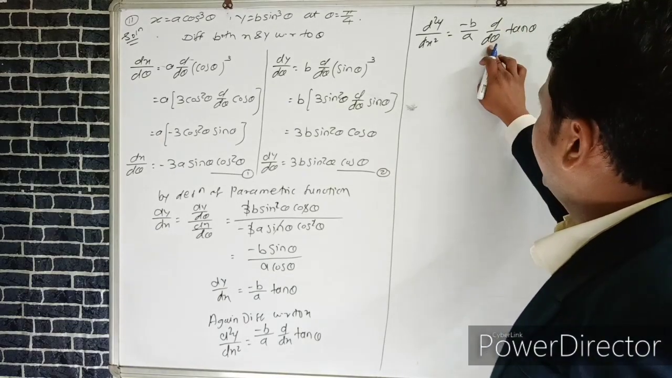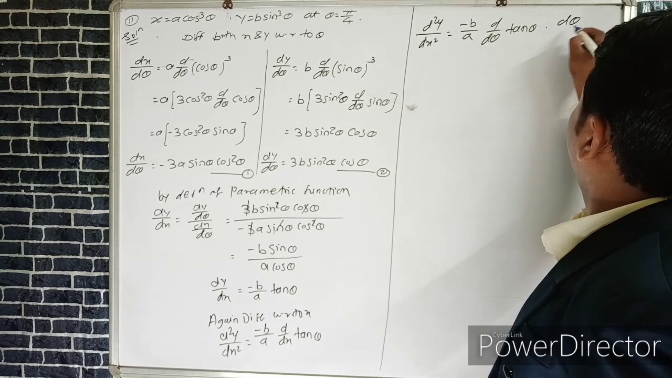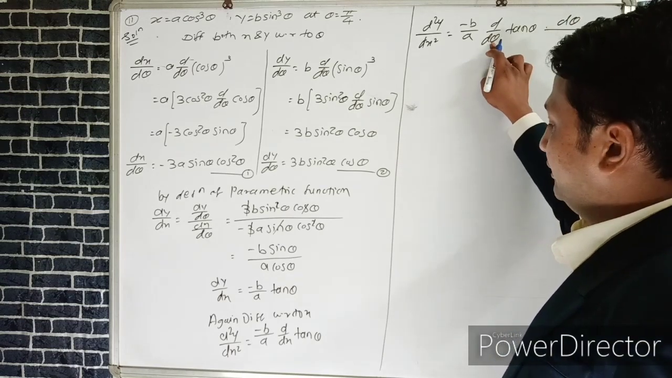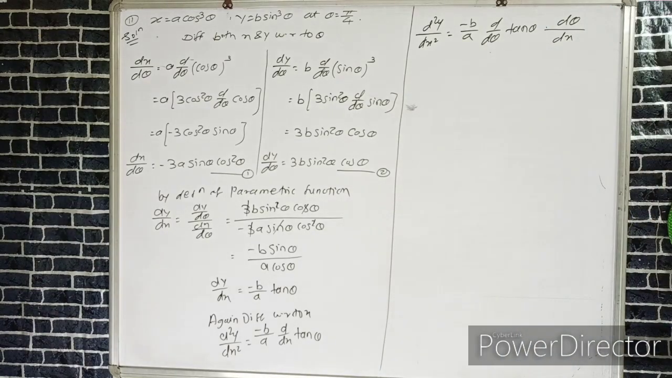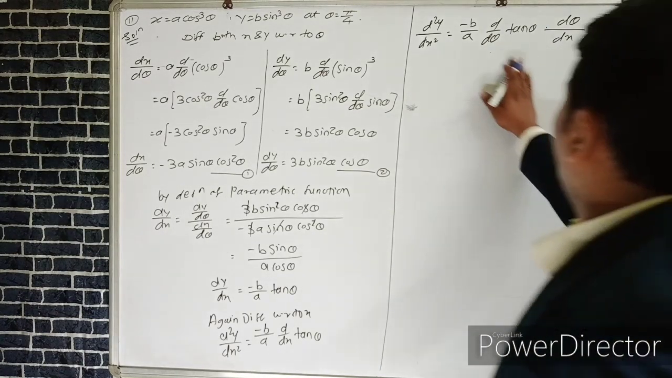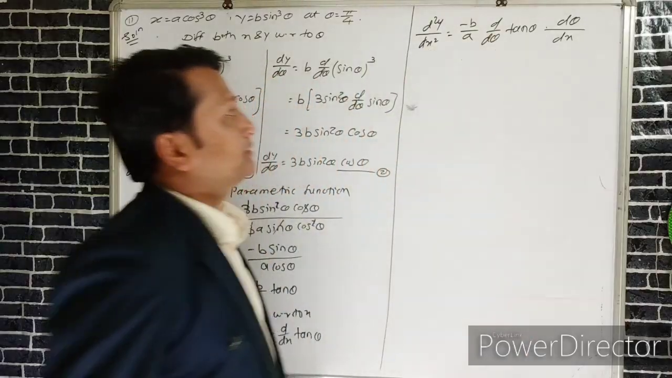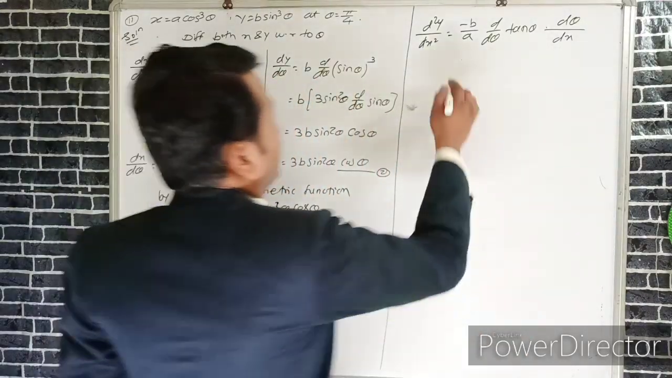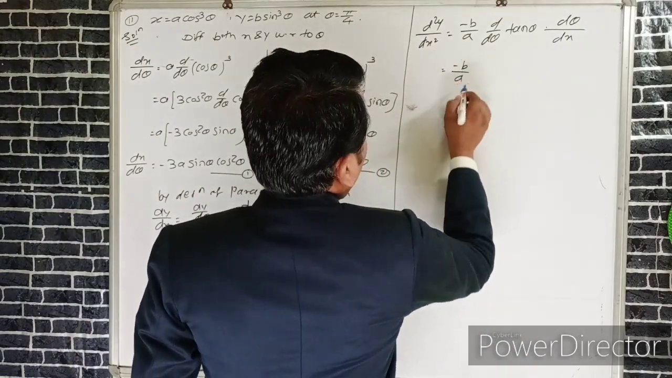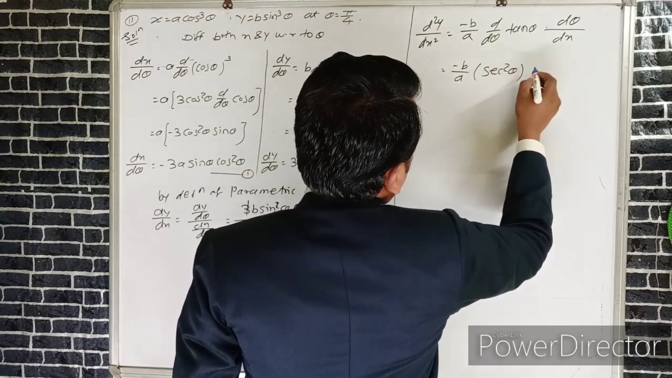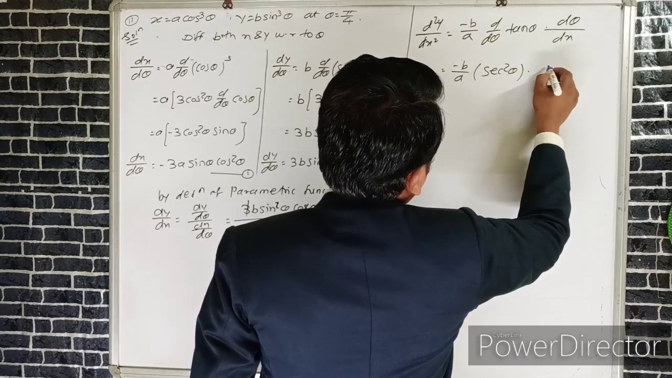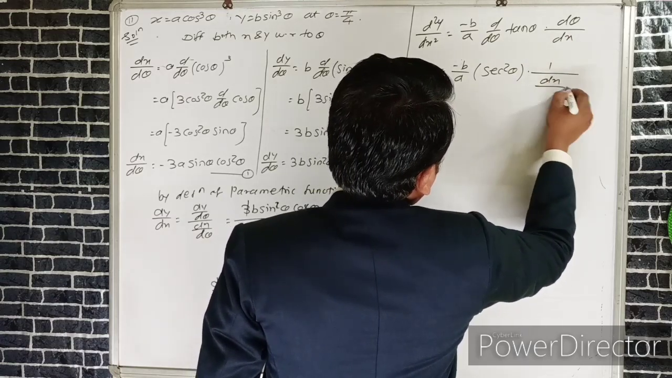If we take here d theta, the d theta gets cancelled, dx as it is. Our function is not changed, but the required function was d theta. Here minus b upon a is constant, the derivative of tan theta is sec square theta. We can write this d theta upon dx as 1 upon dx upon d theta.